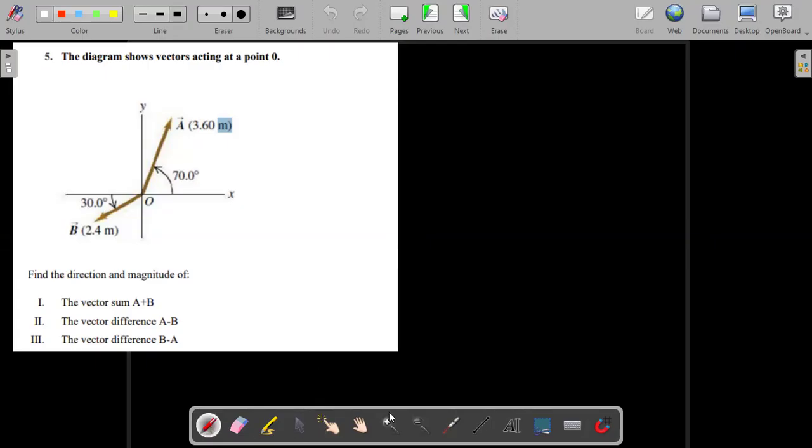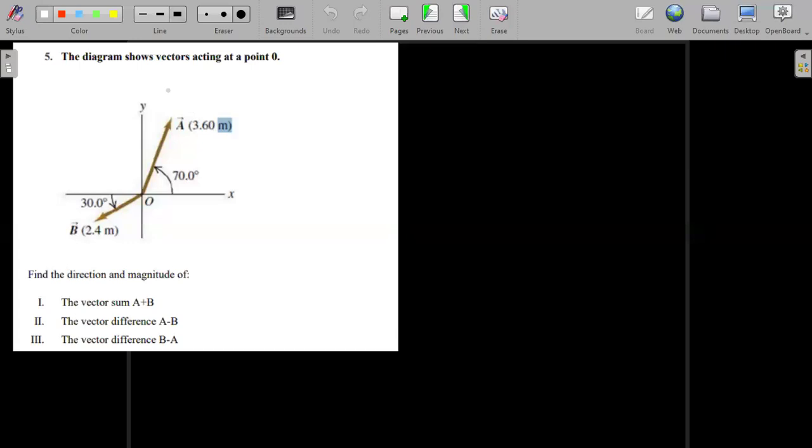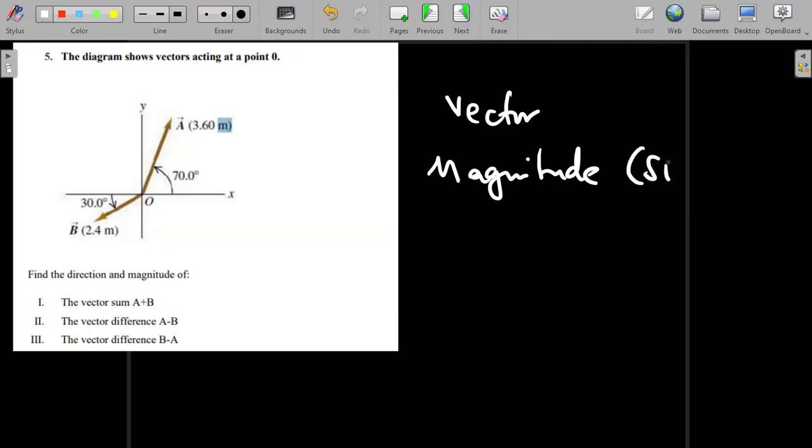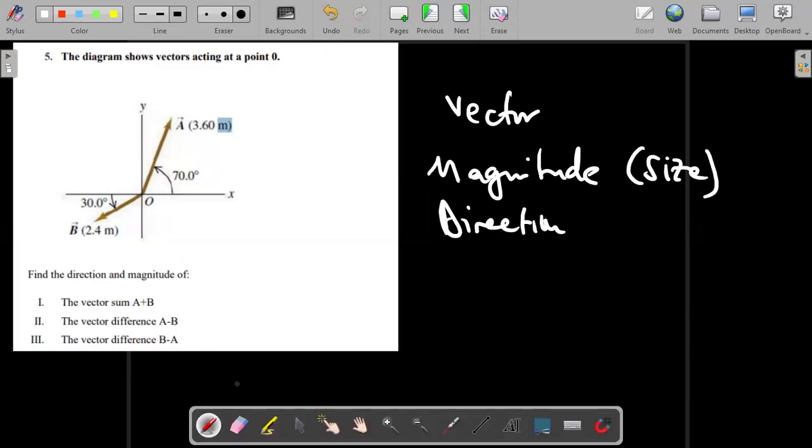Before we answer this question, we first must understand some key terms. To begin with, what is a vector, because we're talking of vectors here. A vector is just a physical quantity that has a magnitude. By magnitude, we mean it has size, and it has direction. So a vector is a physical quantity that has both magnitude and direction. For it to qualify to be a vector, those two must be there. That is the definition of a vector.